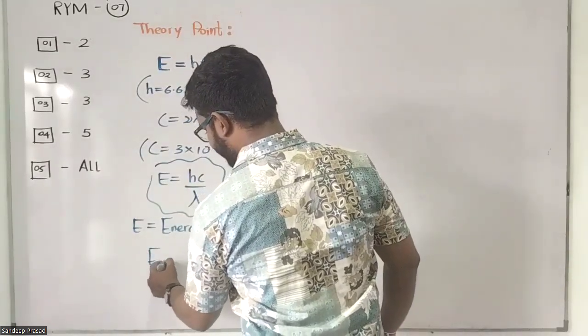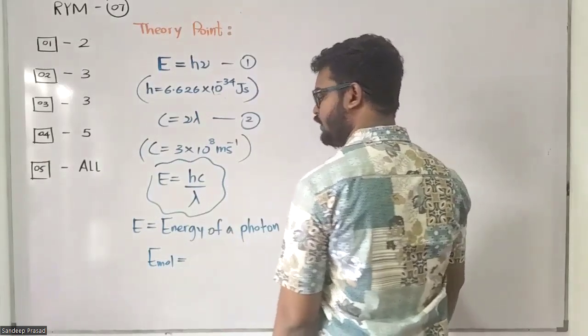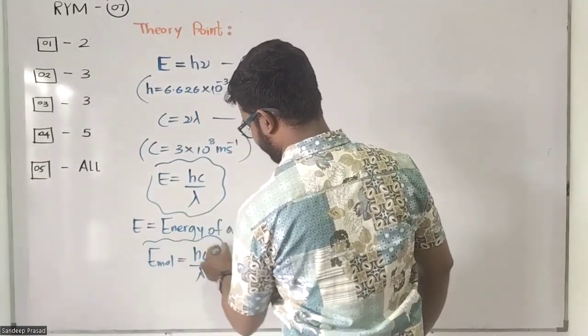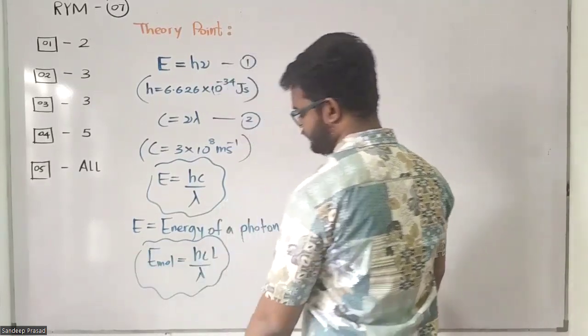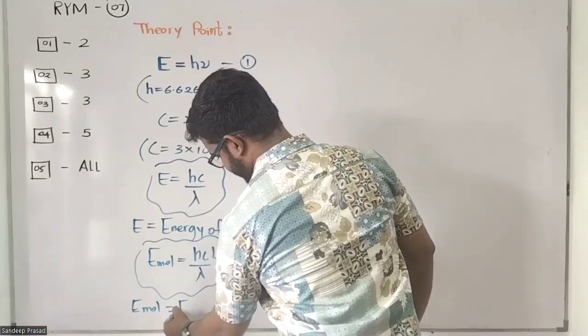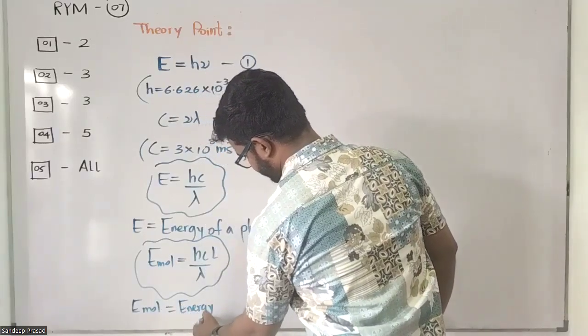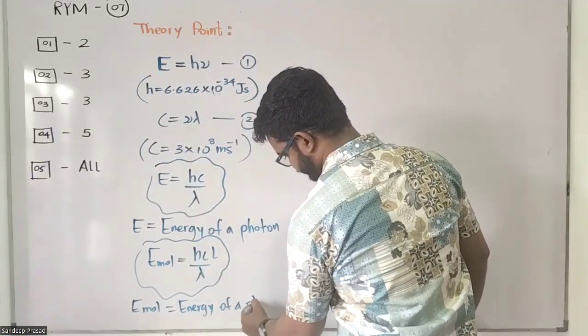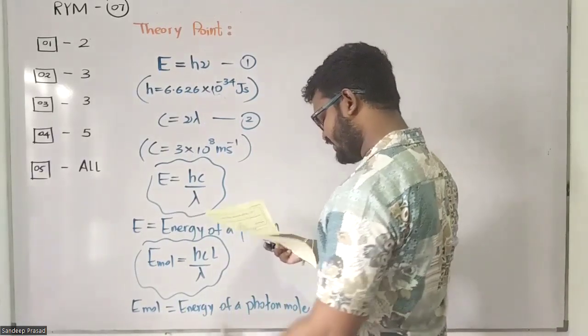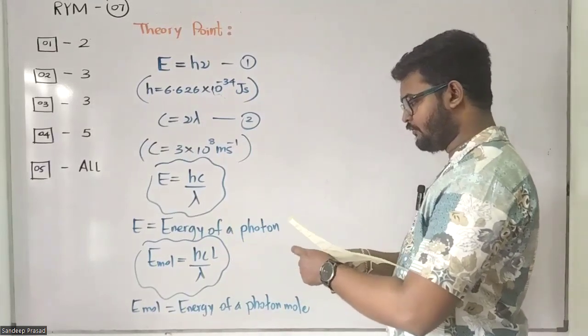If you want to find out the energy of a photon mole, what will you do? You can multiply this one by Avogadro number. Then you will obtain the energy of a photon mole, right? This is the energy of a photon mole. Got it? Right.